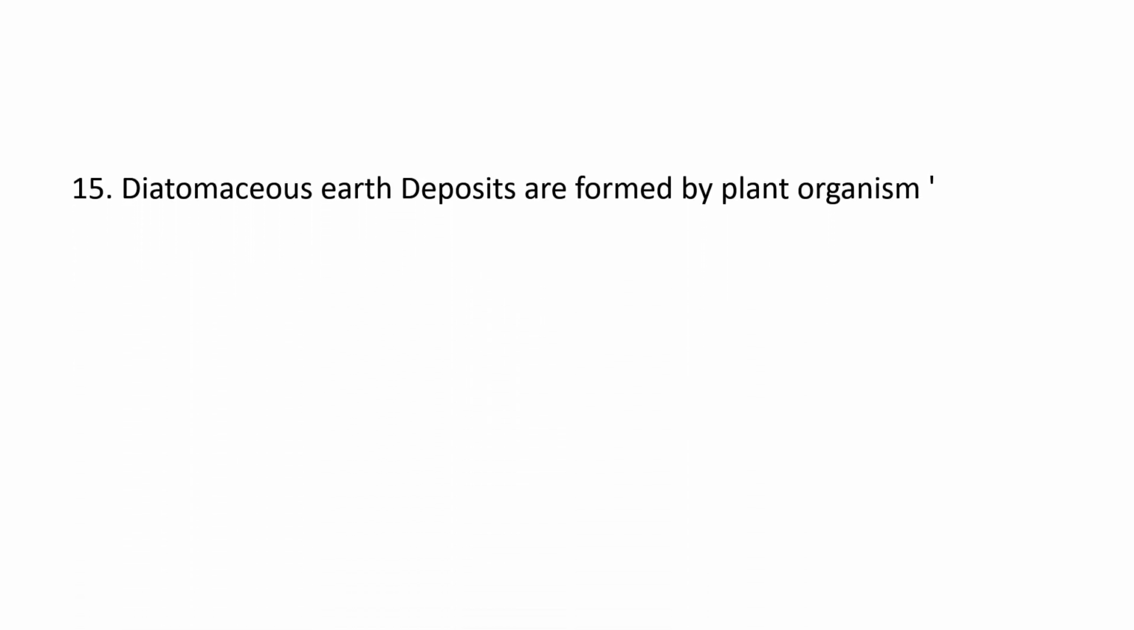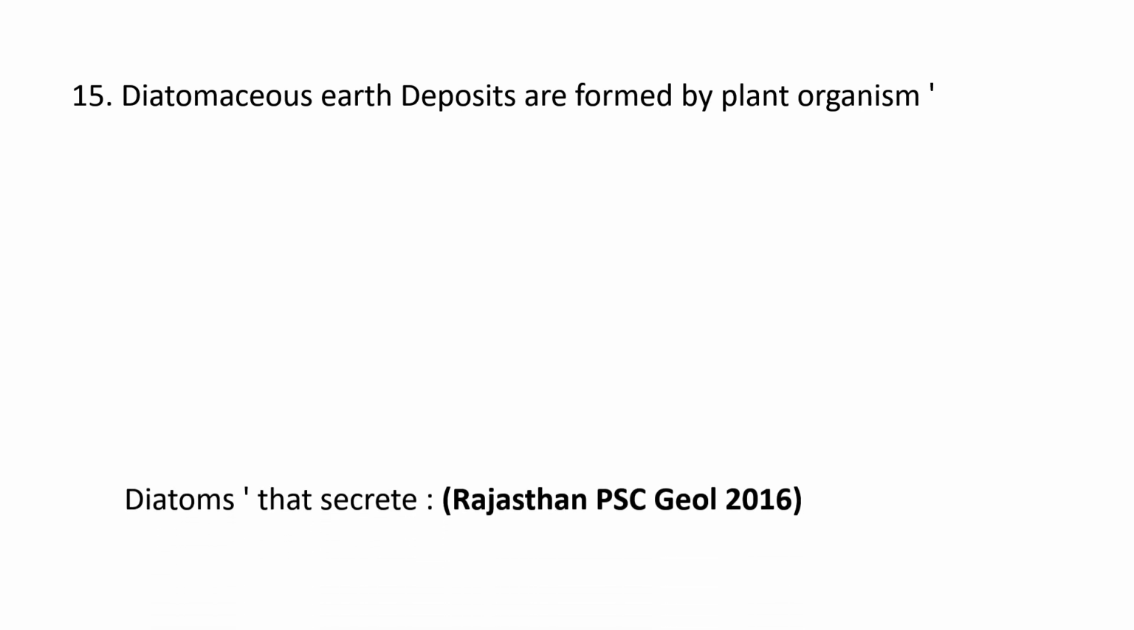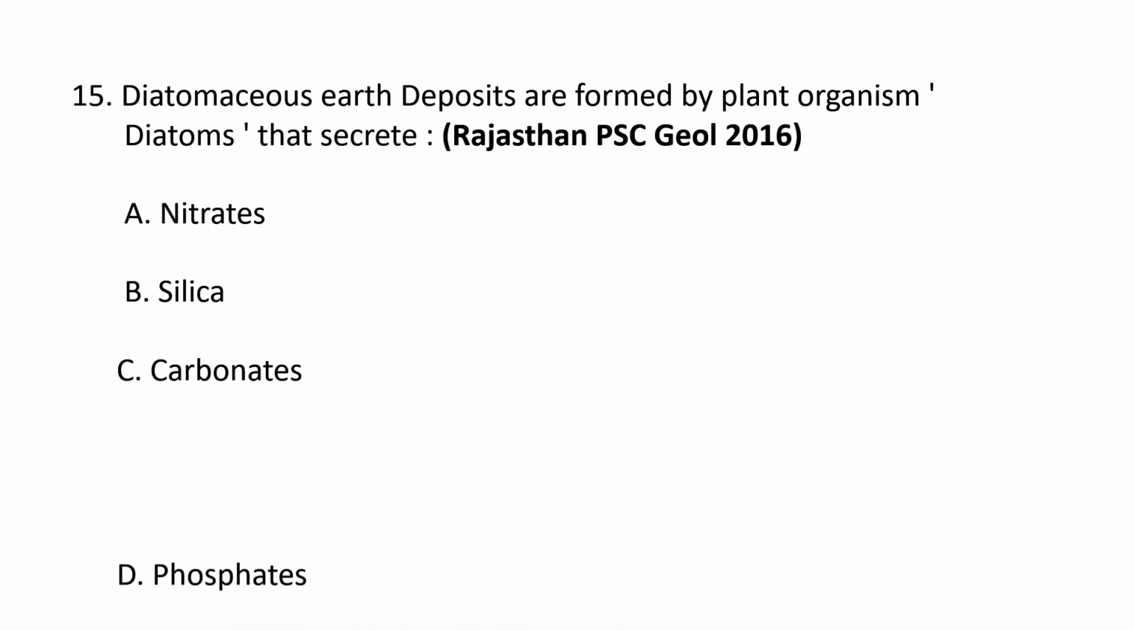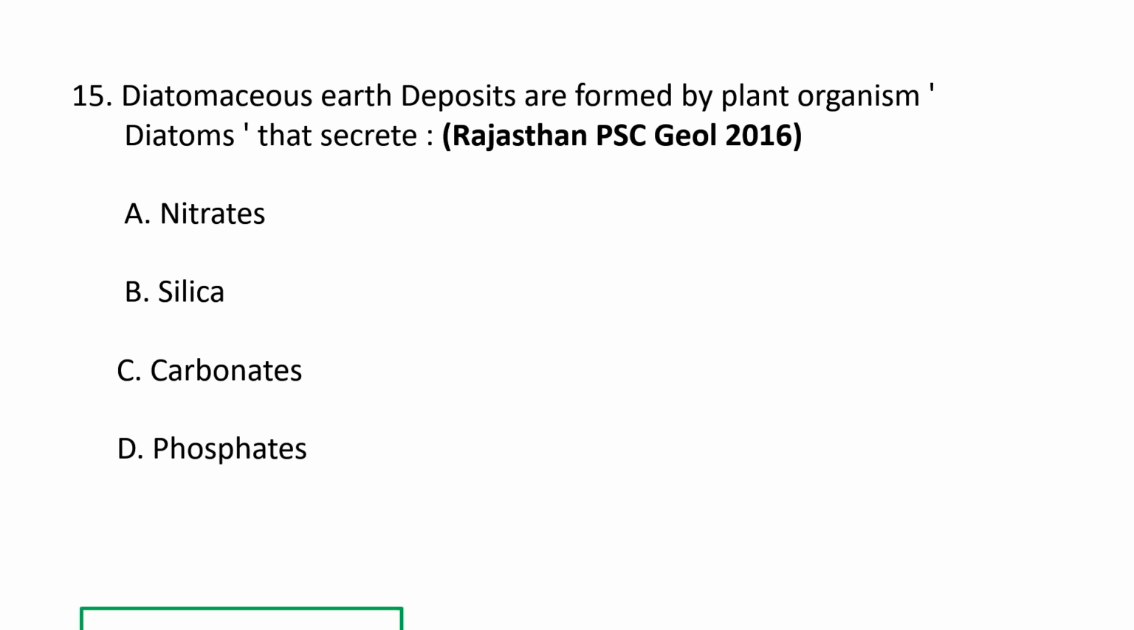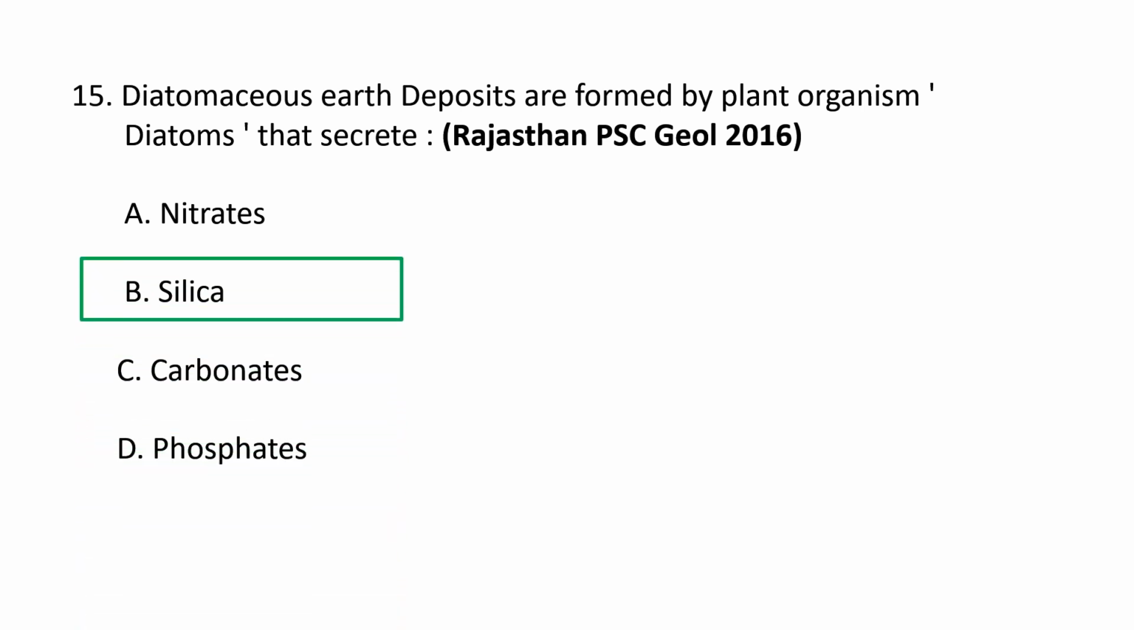Next question. Diatomaceous earth deposits are formed by plant organism diatoms that secrete A. Nitrates, B. Silica, C. Carbonates, and D. Phosphates. So diatomaceous earth deposits are formed by plant organism known as the diatoms that secrete silica. So diatoms secrete silica at some point during the life cycle, and diatoms are unicellular algae that have silica cell walls, and these are part of Chrysophyta division and Bacillariophyceae class. And the silica is formed inside the cell membrane in vesicles called silica deposition vesicles and then secreted outside the cell through a process called exocytosis. So B. Silica is the correct option.